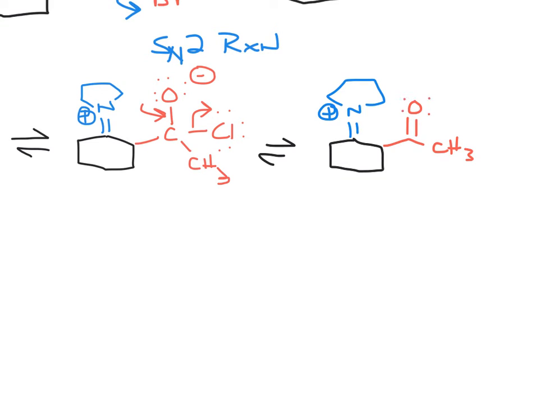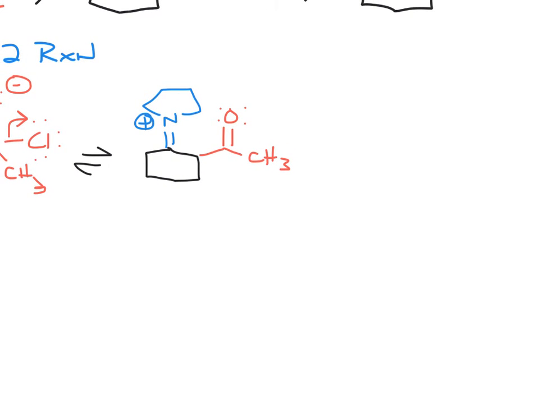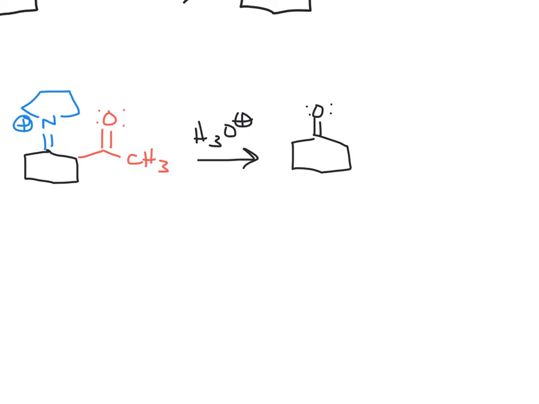It gives us this, and again, once we have the iminium ion, once the electrophile has been added, when we're done with the reaction, we work it up with aqueous acid, H3O+, and it will hydrolyze the iminium ion to give us back our carbonyl. And we still have our group, our electrophile, attached to the alpha carbon. So there's the product of this.